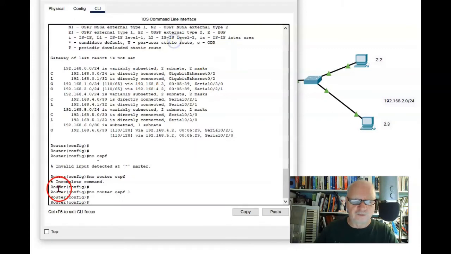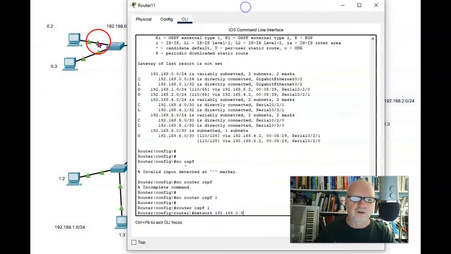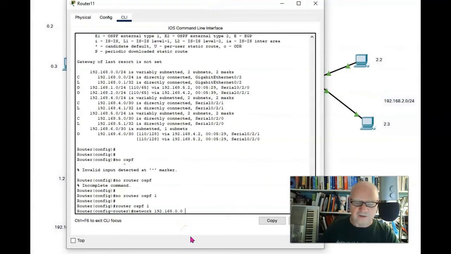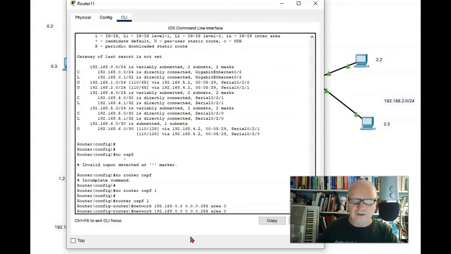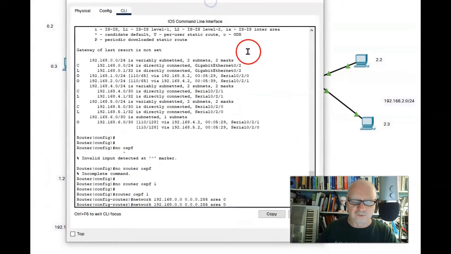Let's do the same thing on router 2 now. We will turn on router OSPF 1 and then network 192.168.0.0. That's for this network up here in this corner, the 0 network. And the wildcard mask would be 0.0.0.255 because it's a /24, and area 0. All right, they also need to know about the 4 and the 5 networks. So let's put those in there.